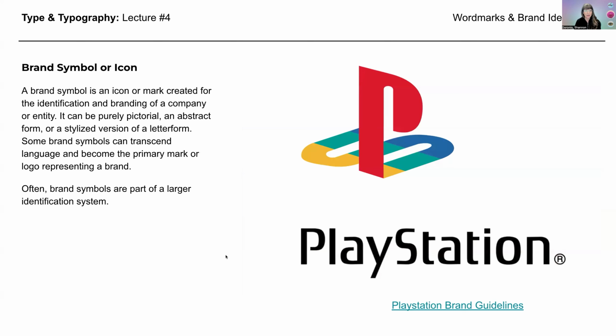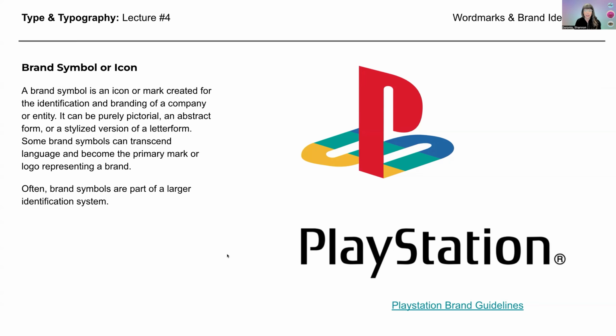So, a brand symbol or icon. A brand symbol or icon is a mark created for the identification and branding of a company or entity. It can be purely pictorial, it could be abstract, it could be a stylized version of a letter form pulled from the primary word mark, as we see with PlayStation. Some brand symbols can transcend language and become the primary mark or the logo representing the brand. Often, brand symbols are part of a larger identification system.